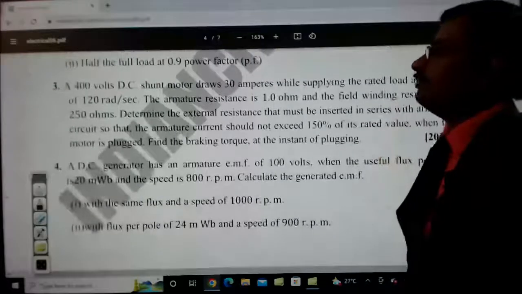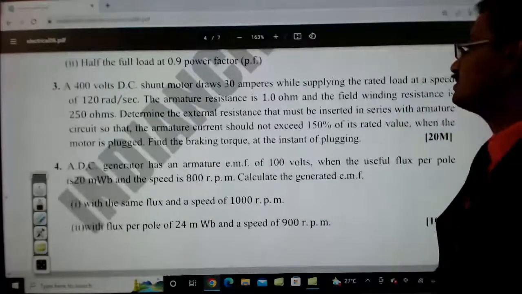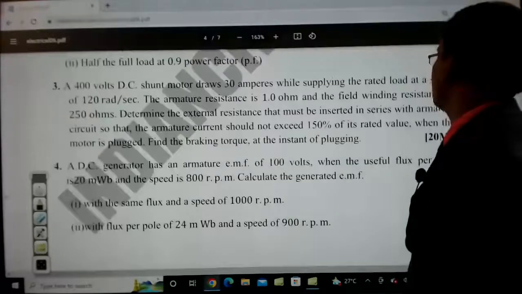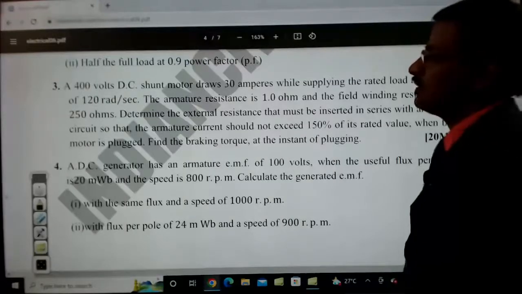And this is a 400 volts DC shunt motor that draws 30 amperes while supplying the rated load at a speed of 120 radians per second.